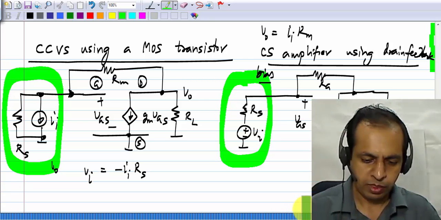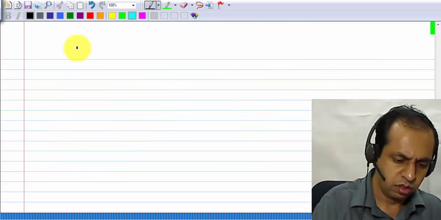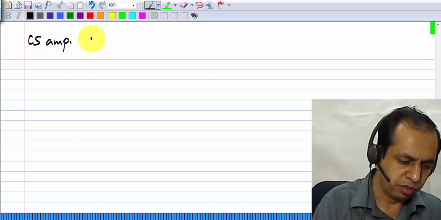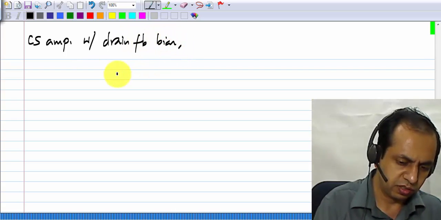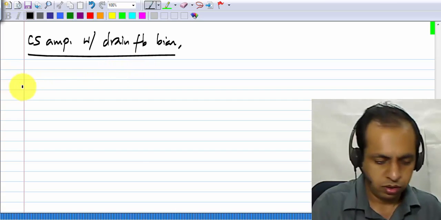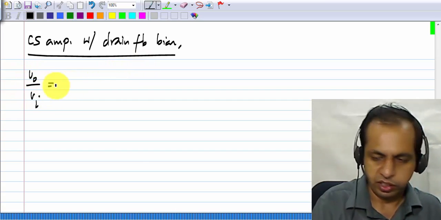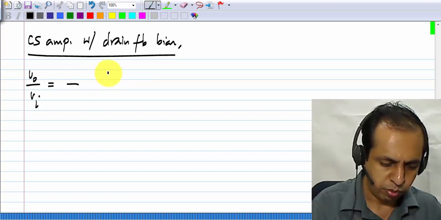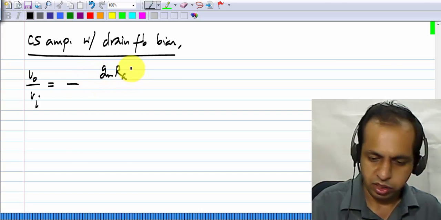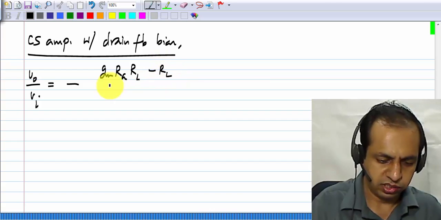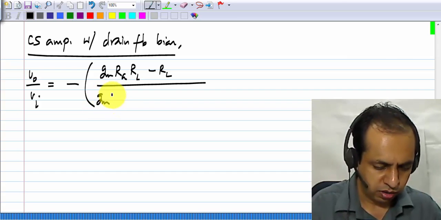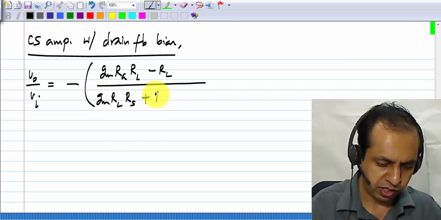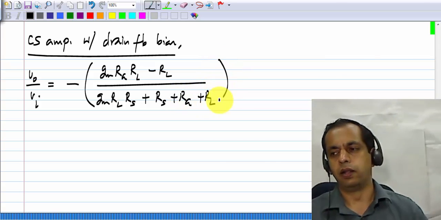For the common source amplifier with drain feedback bias, we had V0 by Vi to be minus Gm Rg RL minus RL, divided by Gm RL Rs plus Rs plus Rg plus RL.